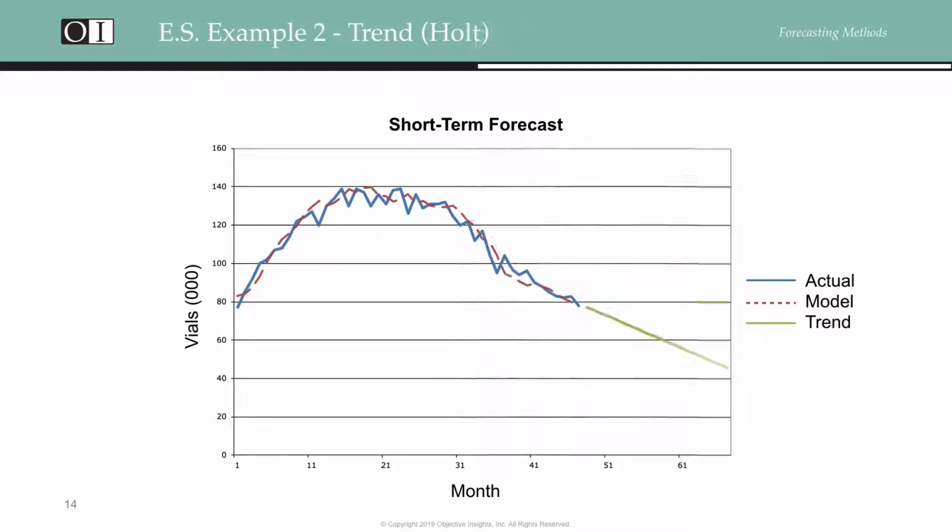Now with our next example, we're going to look at a two-parameter exponential smoothing model, also called Holt. Here we have the same historical data. The model we've optimized here is the red dashed line, and then our trend is the green solid line. And here you can see that it has a level and it has a slope. So it's downward sloping out in the future. It actually looks like a pretty good trend.